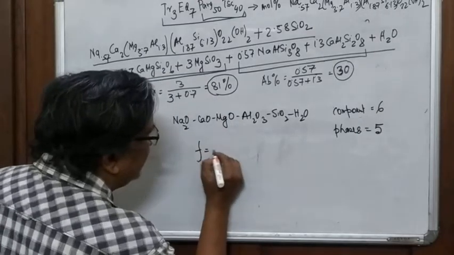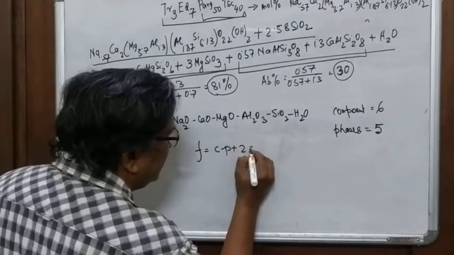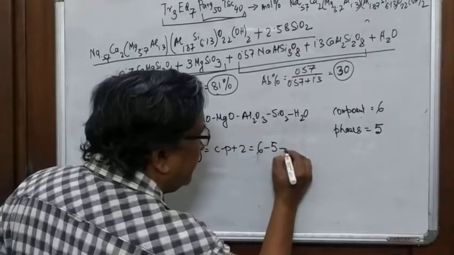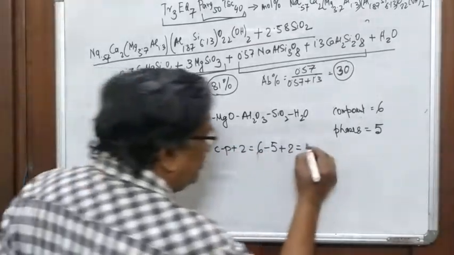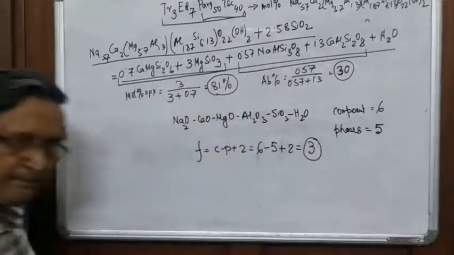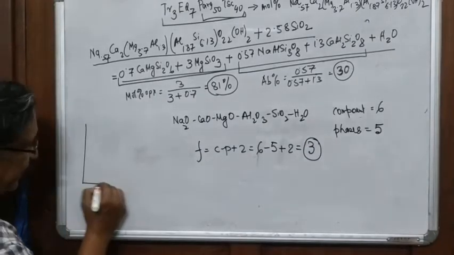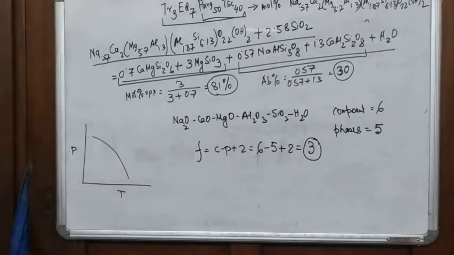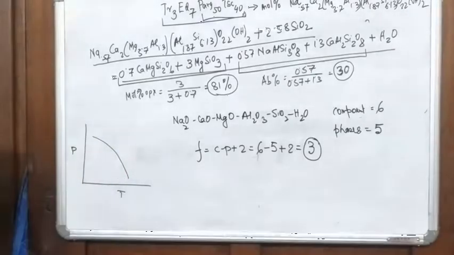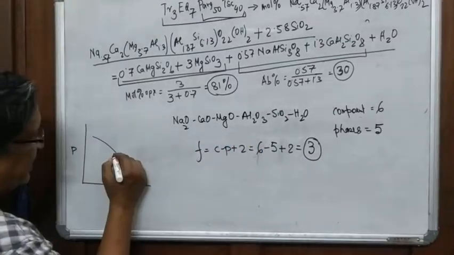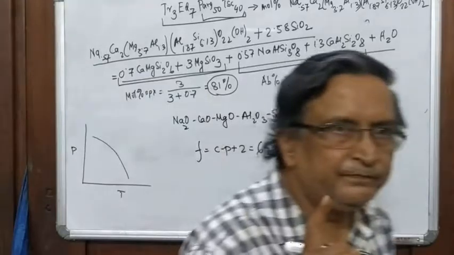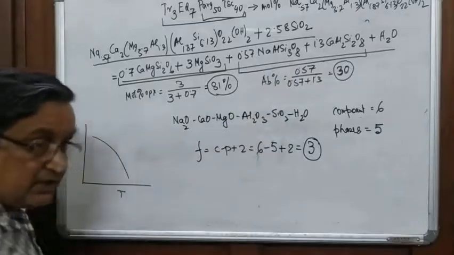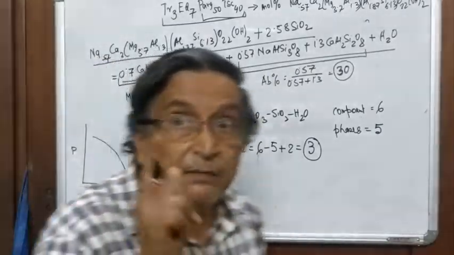So if we now do the variance calculation, C minus P plus 2, you have 6 minus 5 plus 2, so the variance is 3. So in a temperature pressure diagram, if you have this line, this shows that at isothermal isobaric condition there is only one variable. What is the variable here? Because all phases here are variable. So there is one variable in the equation.